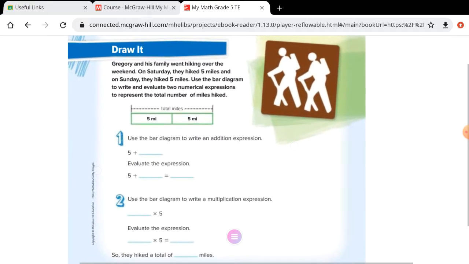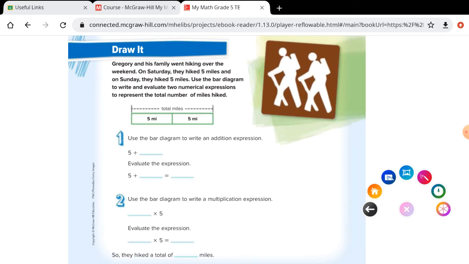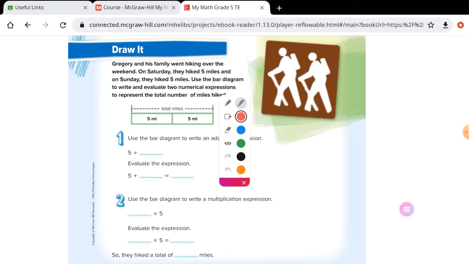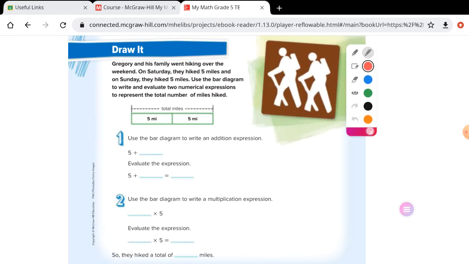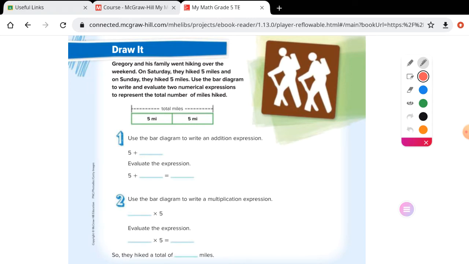Okay, so at the bottom down here, our first example says Gregory and his family went hiking over the weekend. On Saturday, they hiked 5 miles. On Sunday, they hiked 5 miles. Use the bar diagram to write and evaluate 2 numerical expressions to represent the total numbers of miles hiked. You guys used to use these to write addition problems, subtraction problems, multiplication problems, division problems.